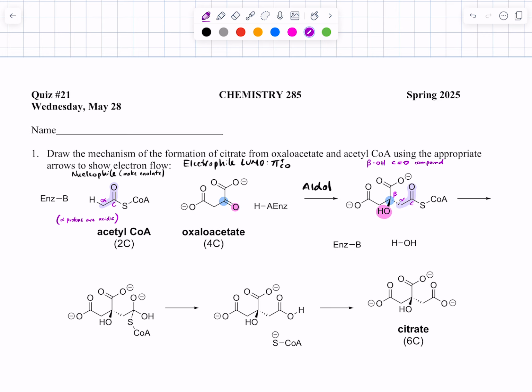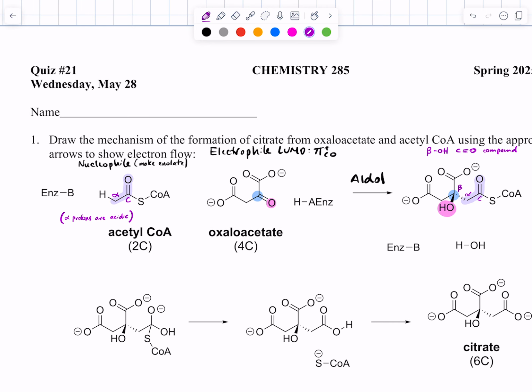So let's dive in on the mechanism of forming citrate from oxaloacetate. This is where we incorporate our 2 carbons from acetyl-CoA into the 4-carbon oxaloacetate to get 6-carbon citrate. And as I previewed with you last hour, this involves 2 different reactions. One is the aldol reaction, and the other is thioester hydrolysis.